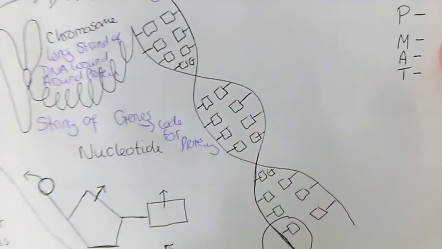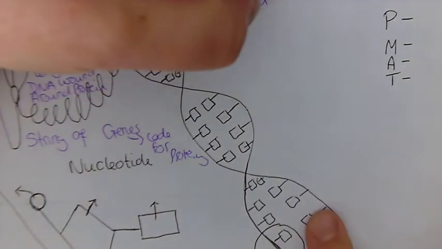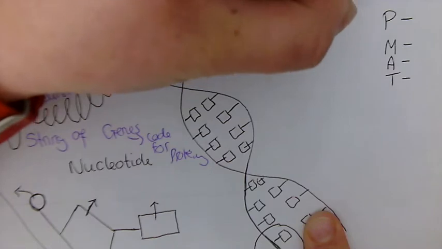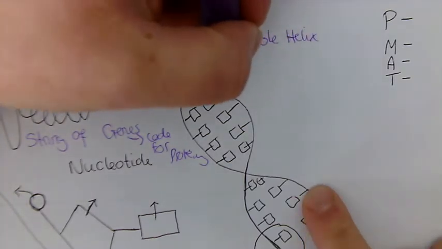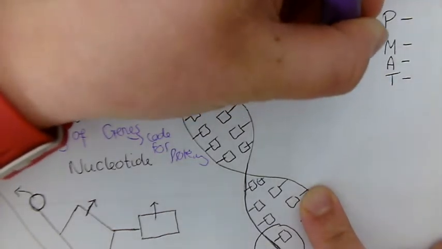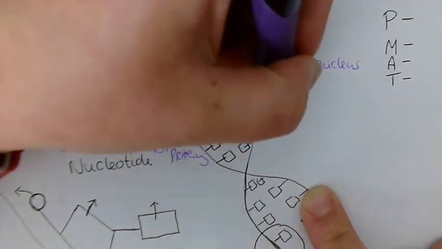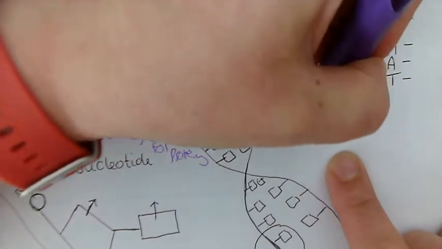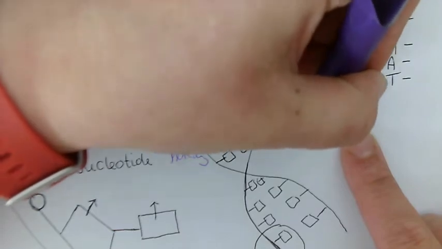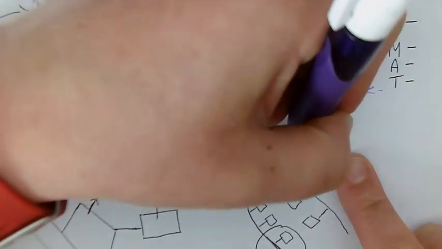So over here, I've drawn a structure of DNA. What we need to know is DNA is a double helix. It's found in the nucleus. The backbone is phosphate and sugar. And then the backbone is joined by bases.